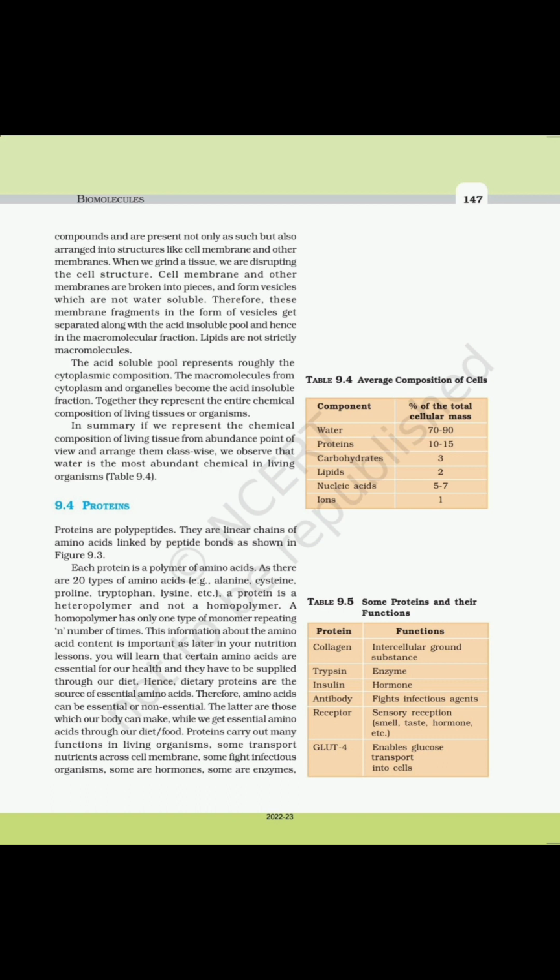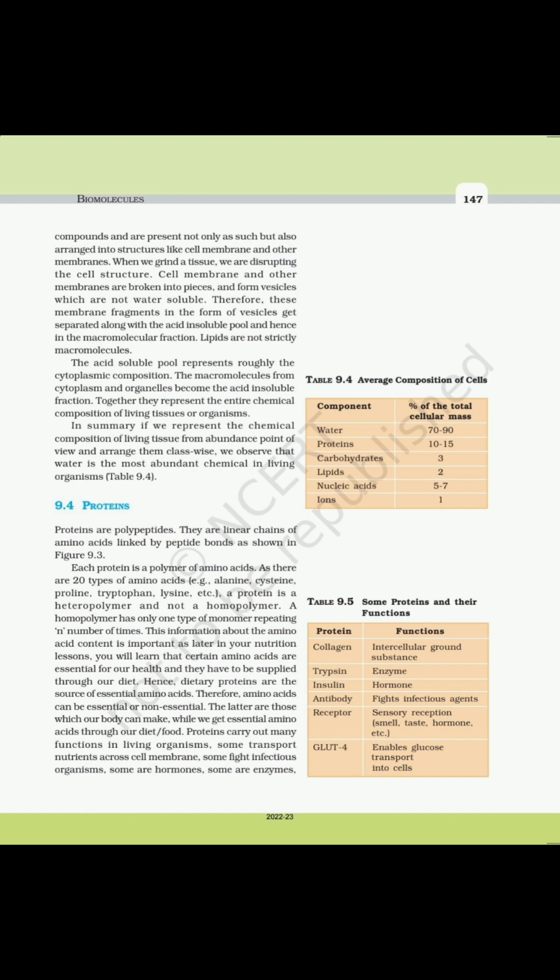The acid soluble pool represents roughly the cytoplasmic composition. The macromolecules from cytoplasm and organelles become the acid insoluble fraction. Together they represent the entire chemical composition of living tissues or organisms. In summary, if we represent the chemical composition of living tissue from abundance point of view and arrange them class-wise, we observe that water is the most abundant chemical in living organisms.